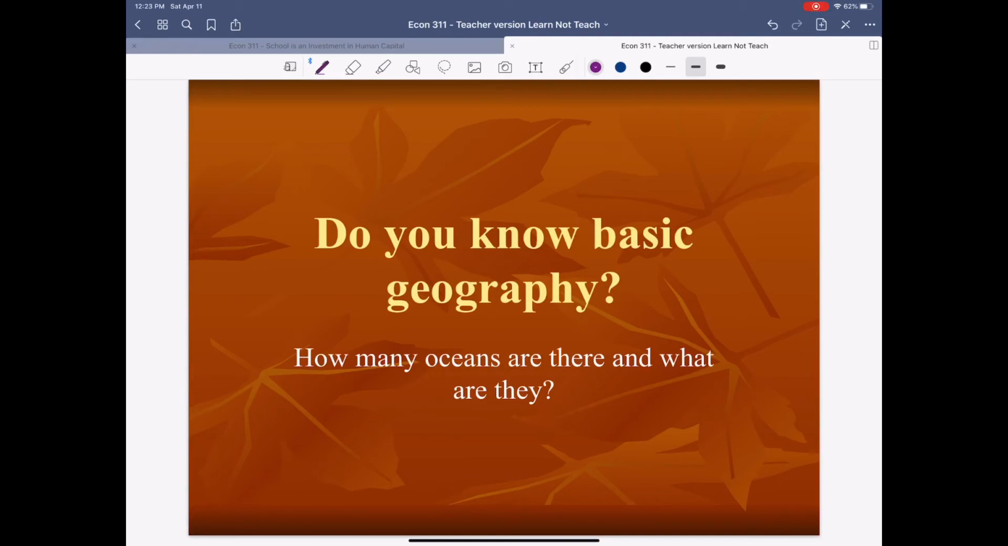So one last little test, and this is just to see how much you know. Do you know basic geography? And this one is, how many oceans are there and what are they? So just for fun, I want you to try this one.